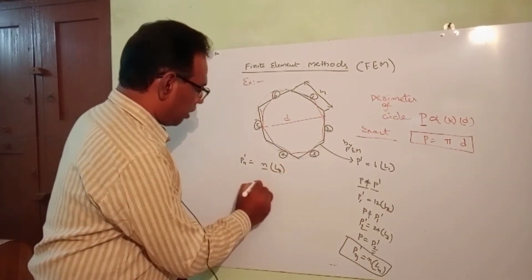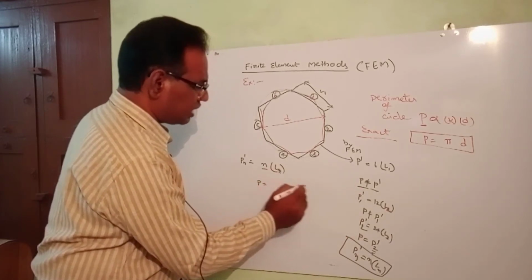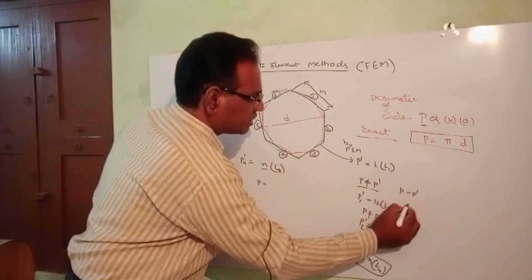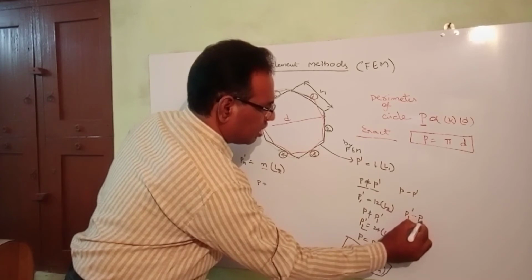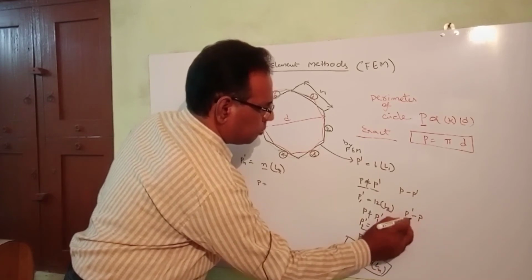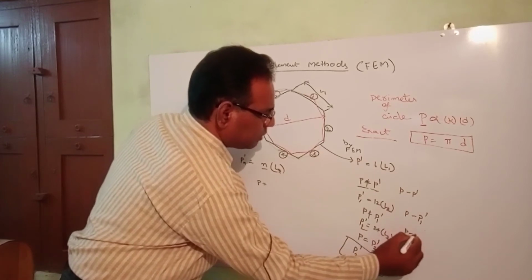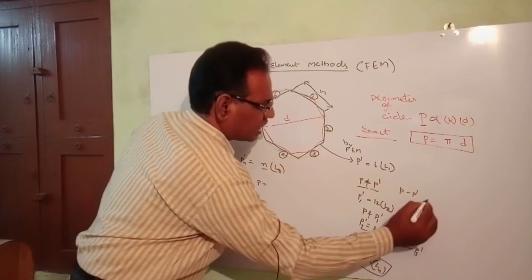If you observe these things, the error is reducing. The difference P minus P dash, P minus P1 dash, P minus P2 dash, and P minus P3 dash like that, this is nothing but the error.